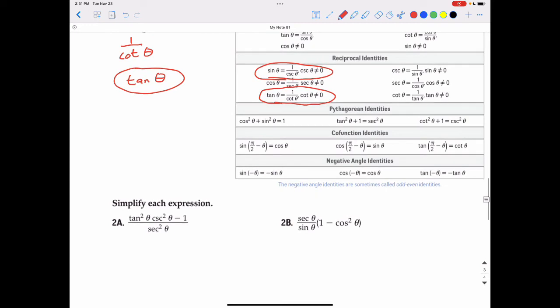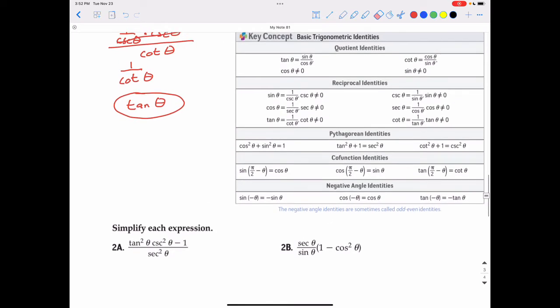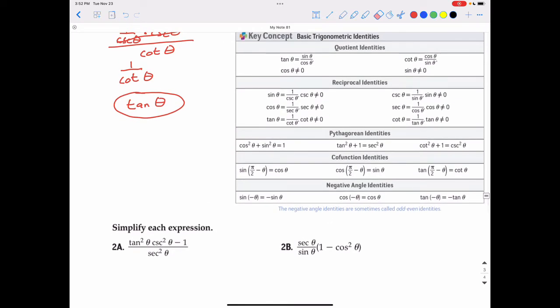Let's try some more. So this one is tangent squared theta cosecant squared theta minus 1 over secant squared theta. So it does take a little practice to do some of these, and you do have to be familiar with some of the trig identities. So as I look through this one, I look at tangent squared theta and cosecant squared theta. One of the things I see about tangent of theta is it is equivalent to sine over cosine. And another thing I notice is cosecant squared theta. Cosecant theta has a reciprocal function of 1 over sine. So that's where I'm going to start with this one.